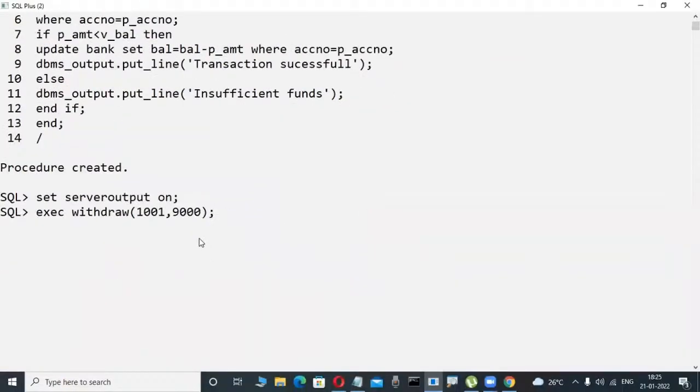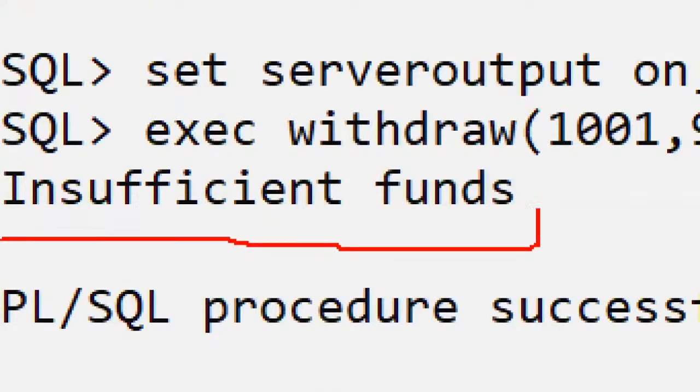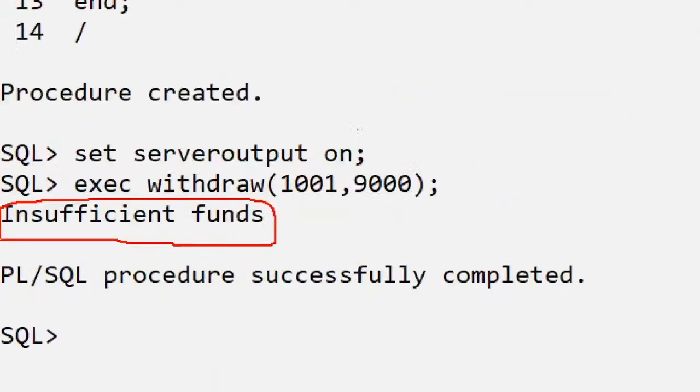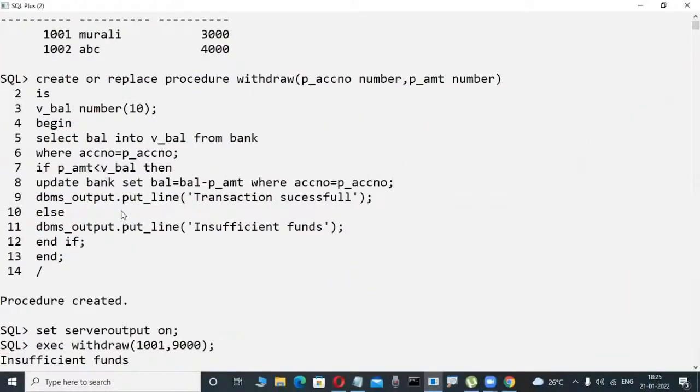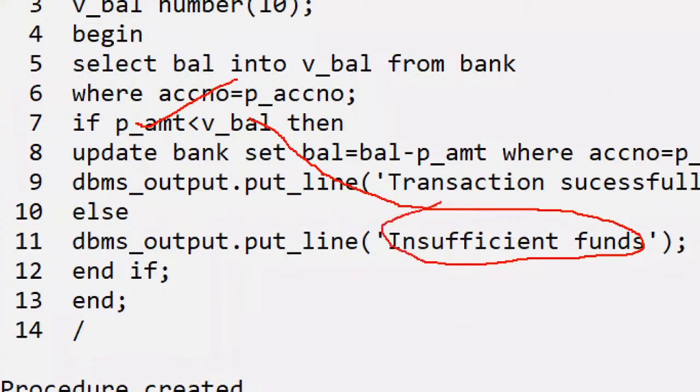Whenever I try to withdraw 9,000, is it possible? No. So now it will give a message: insufficient funds. It will display the message or not. How is it possible? This coding is executed, whatever I'm writing is executed. Your amount is more than the available balance, that's why insufficient funds. It will display the message or not. Yes.